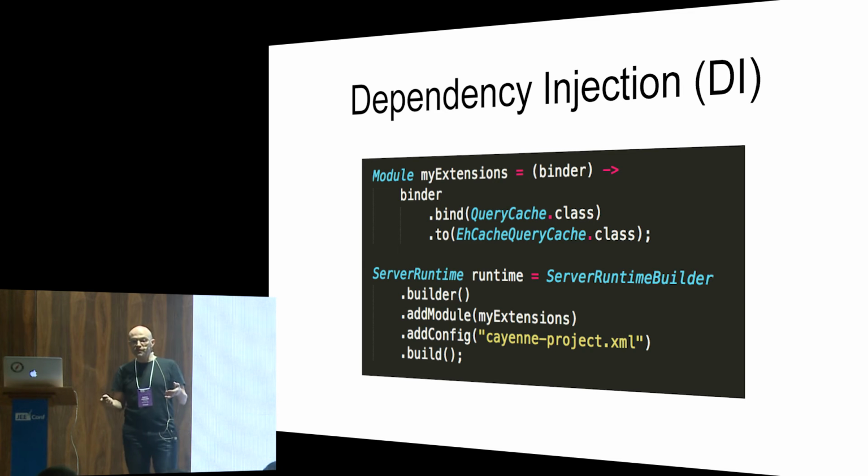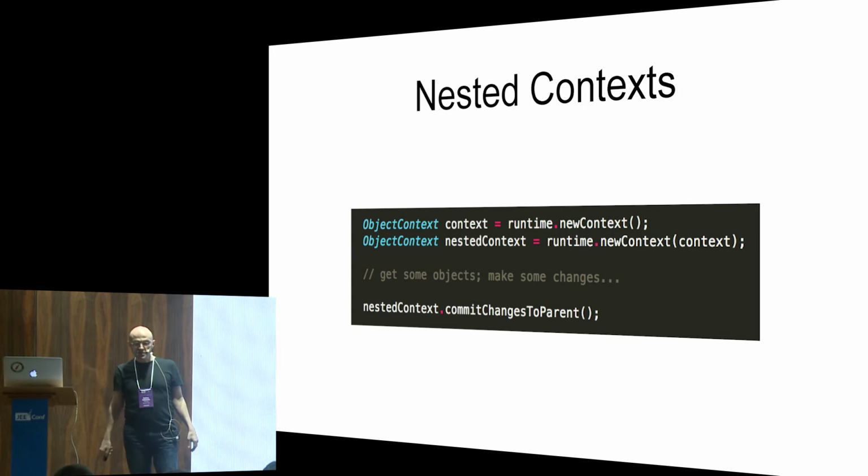So in this example, we provide an alternative query cache provider. So you can switch to EH cache, or you can use something else. It's up to you. And the way you add it to runtime, when you create it, you do add module. We'll see a few examples as well.